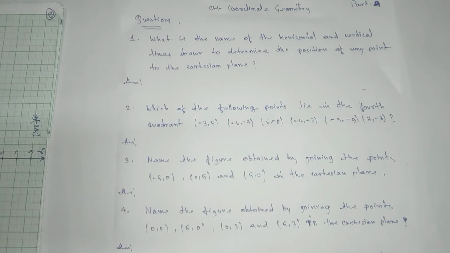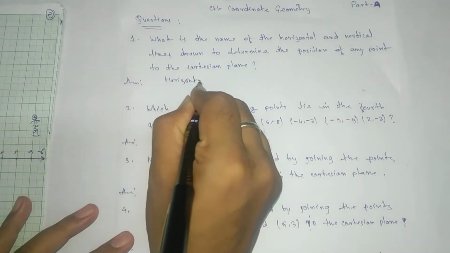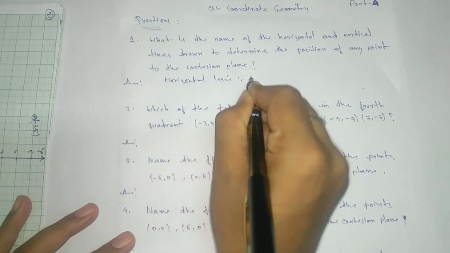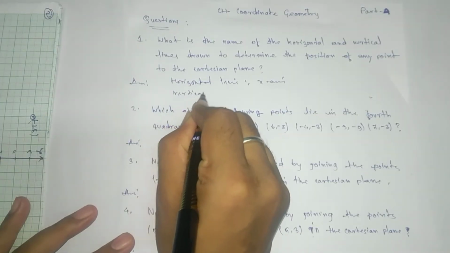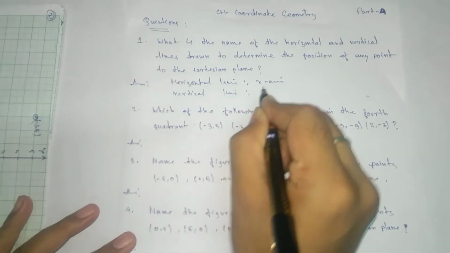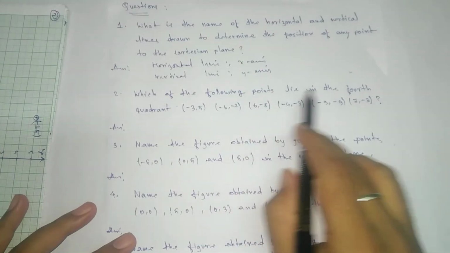First question, what is the name of the horizontal and the vertical line drawn to determine the position of any point in the Cartesian plane? Here the horizontal line we call the x-axis, and the vertical line we say is the y-axis.